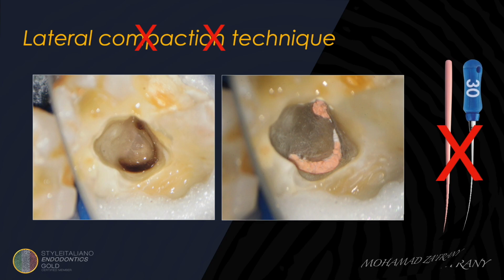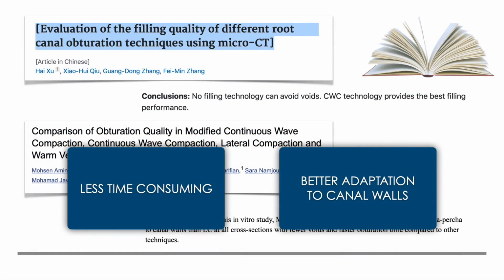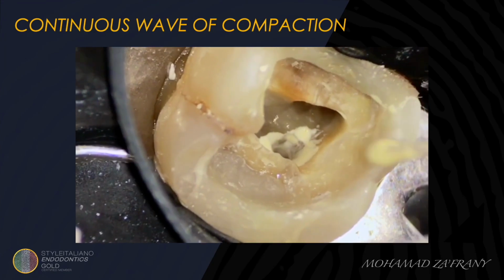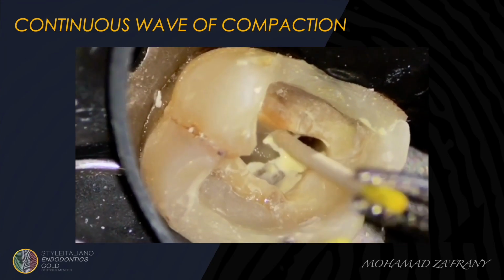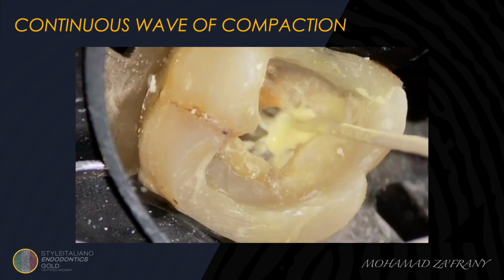The continuous wave compaction technique is considered the gold standard technique for obturation, and it's already proved that it is less time consuming and we have better adaptation to canal walls along with 3D filling of irregularities and isthmuses. This is the way I'm doing continuous wave compaction technique. I'm showing this case of a maxillary first molar with confirmed canals of MB1 and MB2.